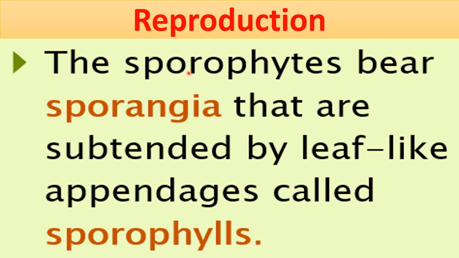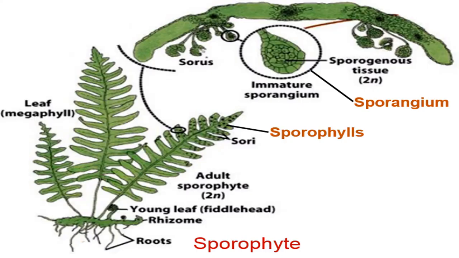The sporophytes bear sporangia. Here in the pteridophytes, the sporophyte has a structure that is called sporangia, that are subtended by the leaf-like appendages called sporophylls. Okay, now these sporangia are covered by some leaf-like structure. Okay, leaf-like appendages. And what are those leaf-like structures? Those are sporophylls. So sporangia are present inside the sporophylls, you can say. See this diagram.